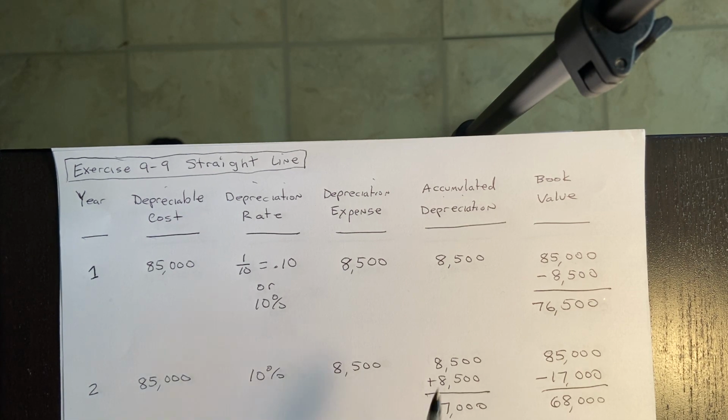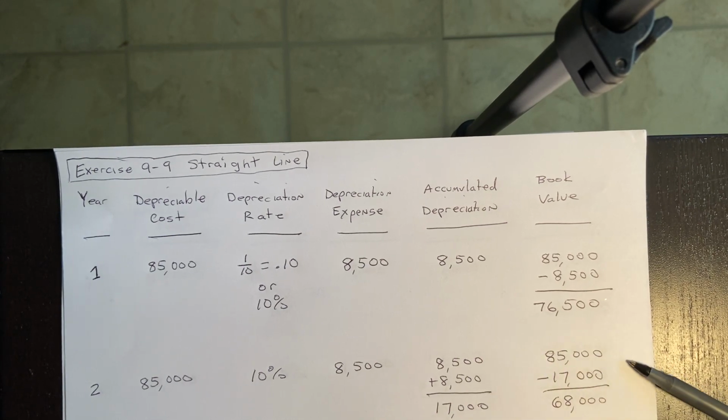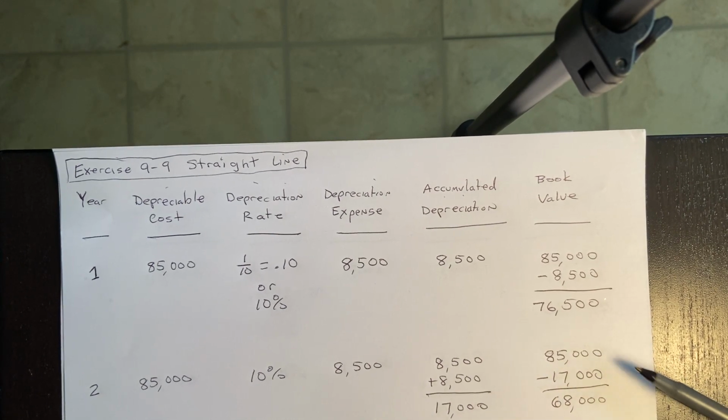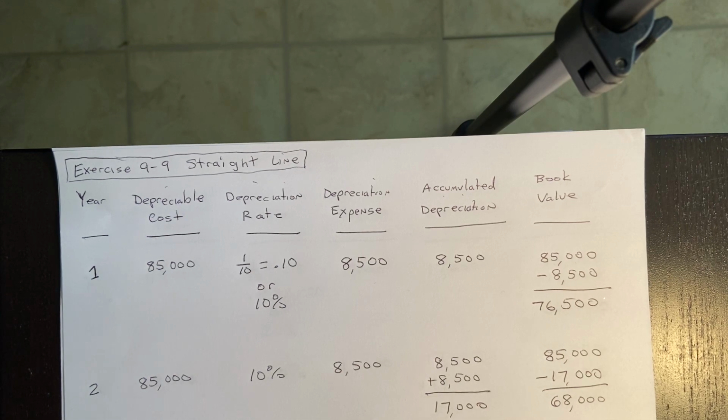Because there's 8,500 in there the year before, if you throw another 8,500 in there, you got 17,000. So how I get that number is I added what was in there the year before, plus the 8,500 I just threw in there, and I got 17,000. This column again is what did you pay for it, cost, minus whatever's over here, which is 17,000. 85,000 minus 17,000 gives you 68,000.